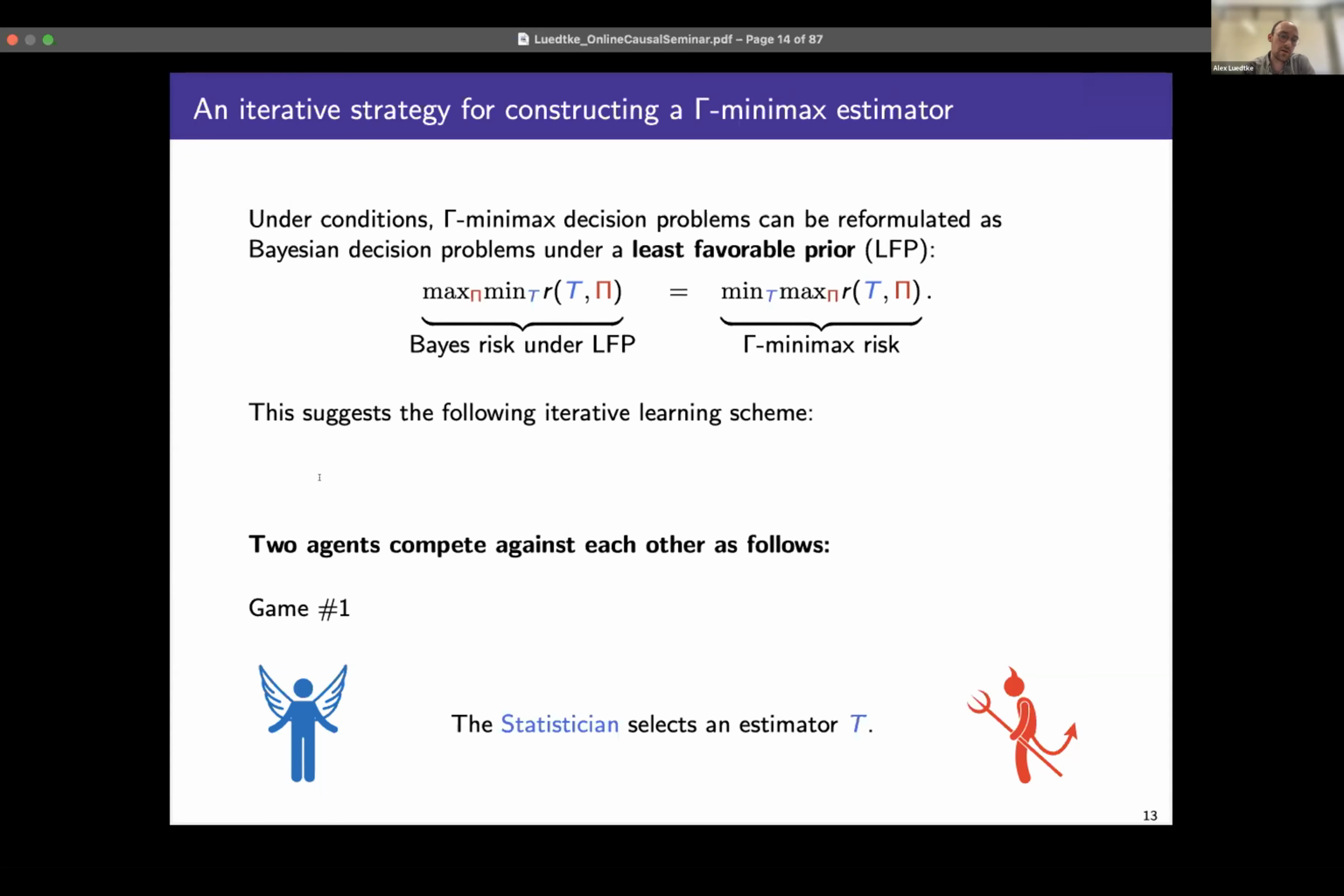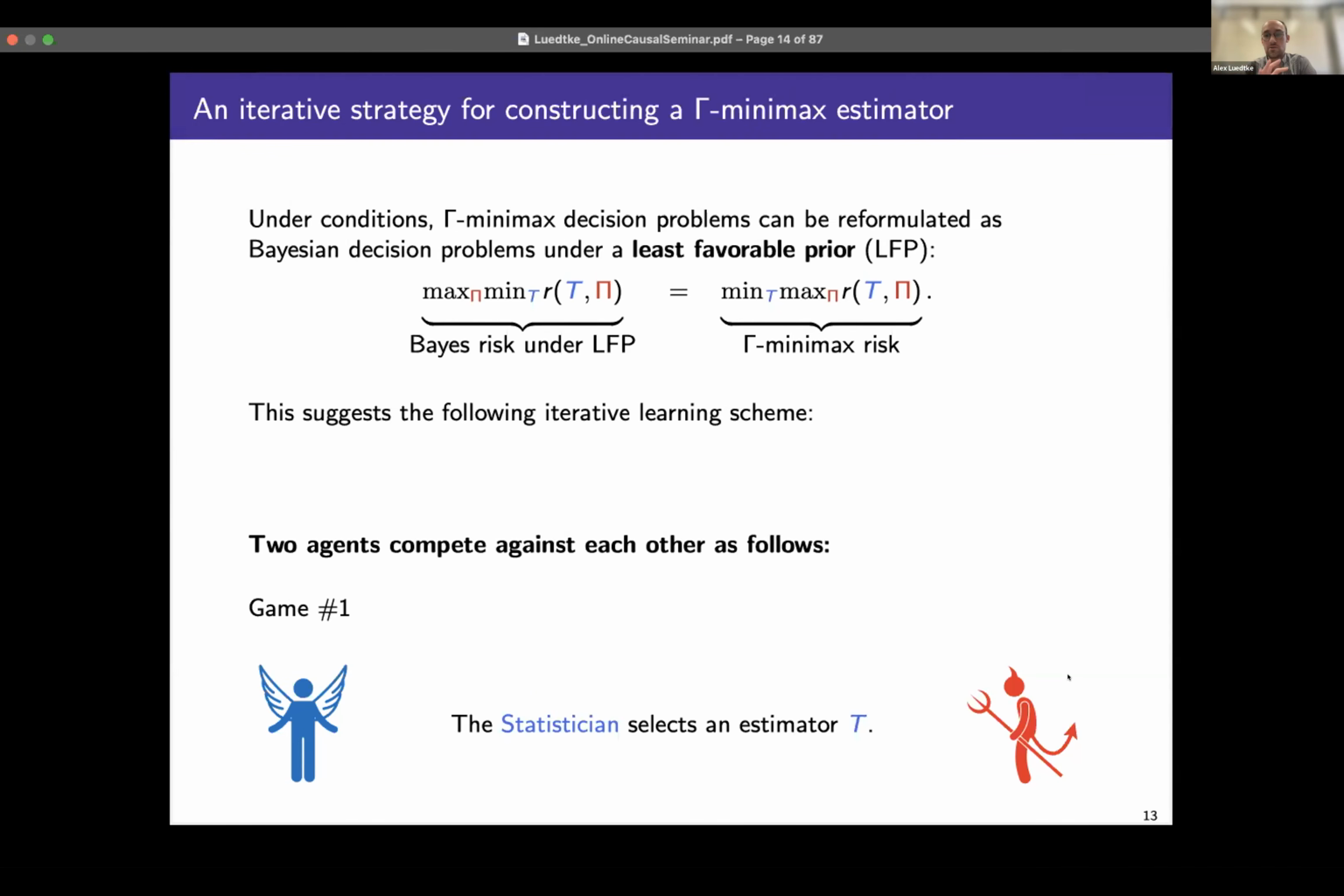So this suggests an iterative learning scheme. I'm going to start by expressing it at a very high level, and then I'll give you pseudocode a little bit later to try to make this more concrete for you. In this learning scheme, we have two agents that are going to compete against each other as follows. On the left, the agent is a statistician, and on the right, that agent will be nature.